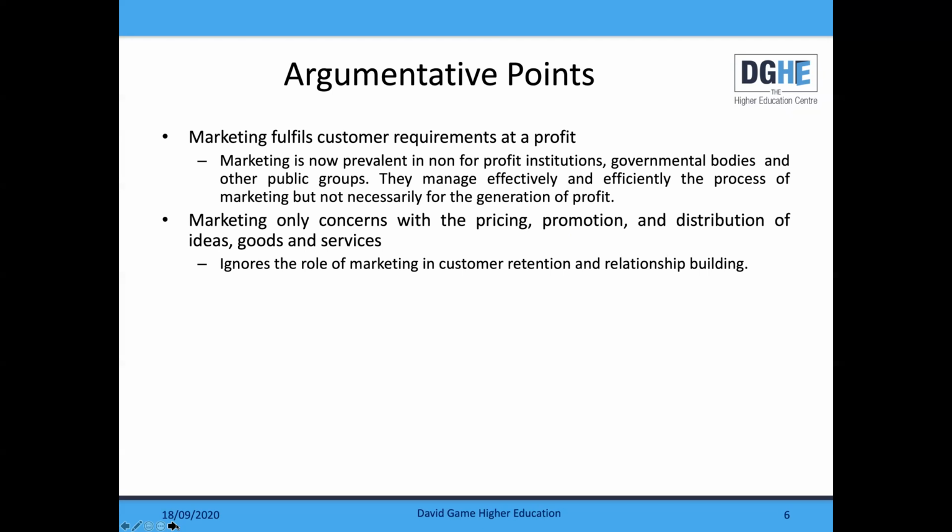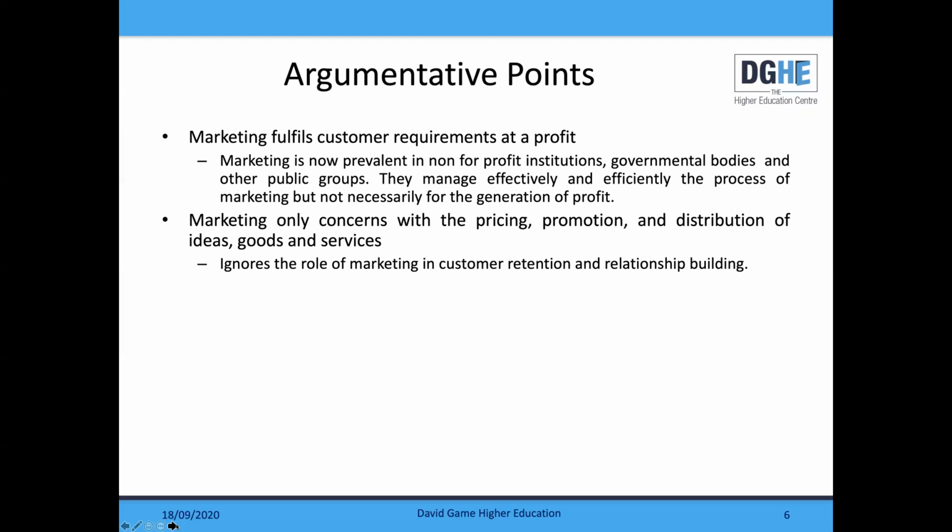Another claim is that marketing only thinks about what we will learn, the 4 Ps. So the product, the price, the promotion, and the distribution of ideas, goods, and services. Once again, this is a limited idea. Again, it doesn't mean that they don't, because they do. The 4 Ps, even though it's an old-fashioned perspective today, are still very much applicable in many ways to the concept of marketing. However, it's not just that.